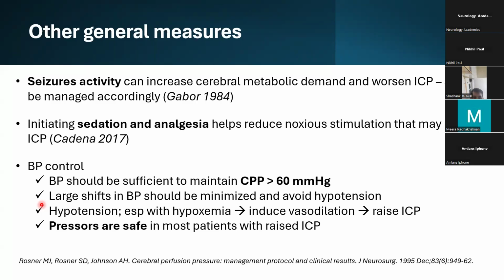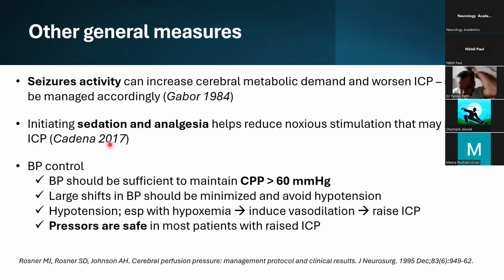Coming to the other general measures, as I said earlier, seizure activity, if any, should be controlled because it can increase the cerebral metabolic demand. Similarly, sedation and analgesia help reduce noxious stimulation that may increase the ICP. So seizure control, sedation and analgesia in appropriate situations should be done. BP control, and avoiding manipulation, aspiration and other noxious stimuli, should be taken care of.